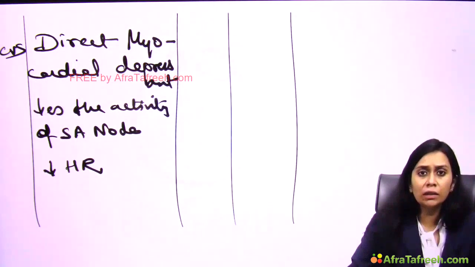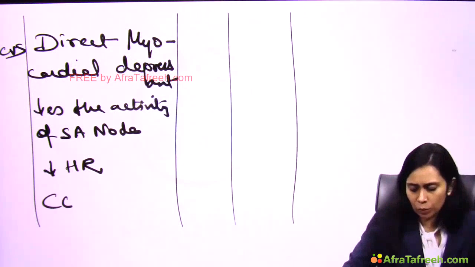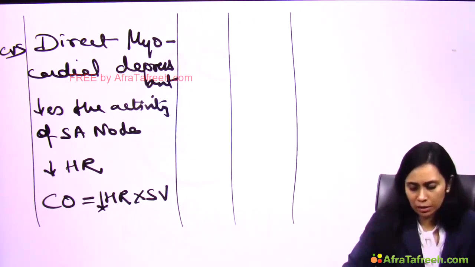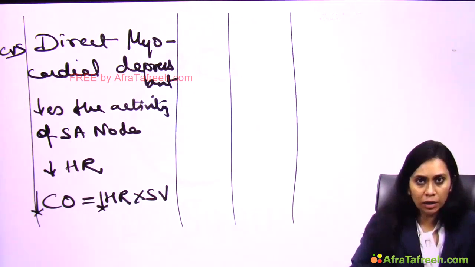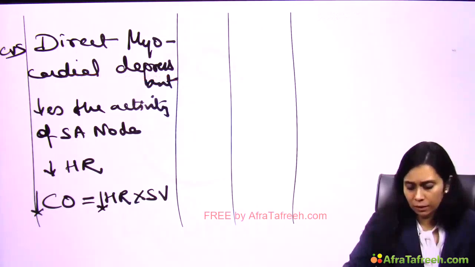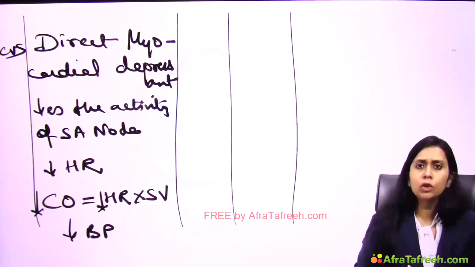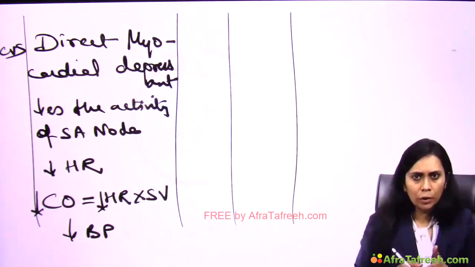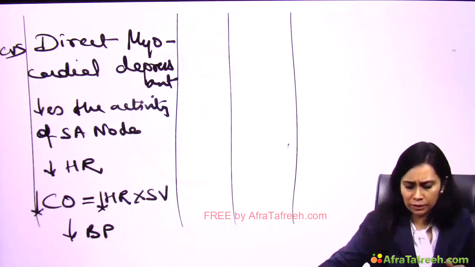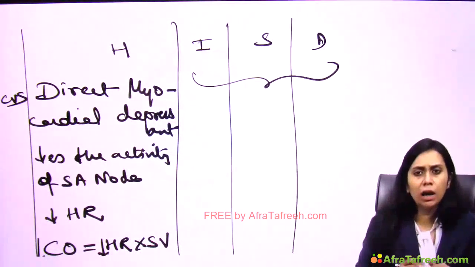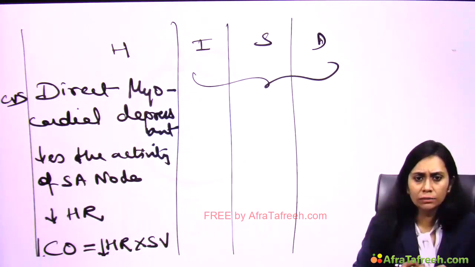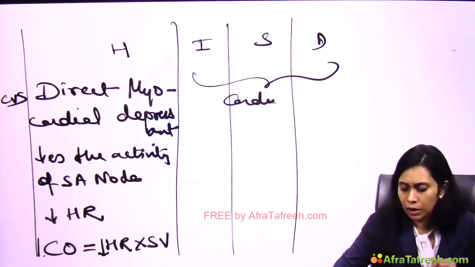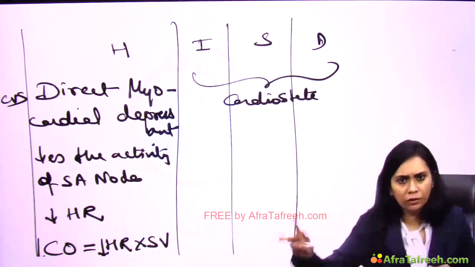Whenever heart rate decreases, what is the effect on cardiac output? Cardiac output is equal to heart rate into stroke volume. Heart rate decreases, cardiac output decreases. Got it? So whenever cardiac output decreases, blood pressure decreases. So what is halothane doing? Bradycardia, hypotension. Got it? Okay. Iso, sevo, des, the next 3 agents, have no effect on heart. Right? They all are cardiostable. Here I want to tell you 2 types of question.